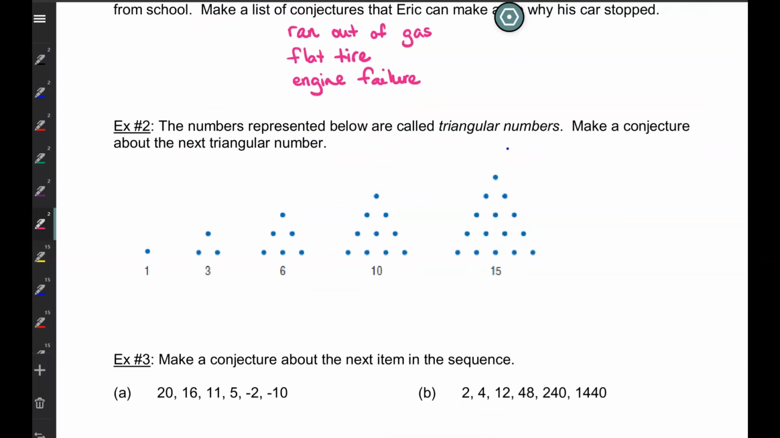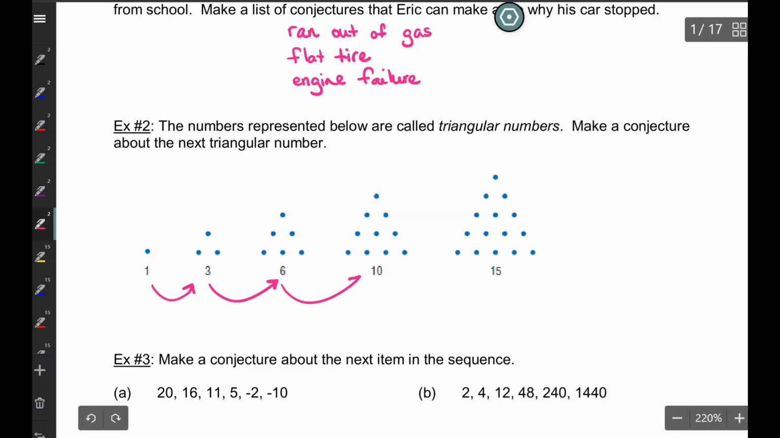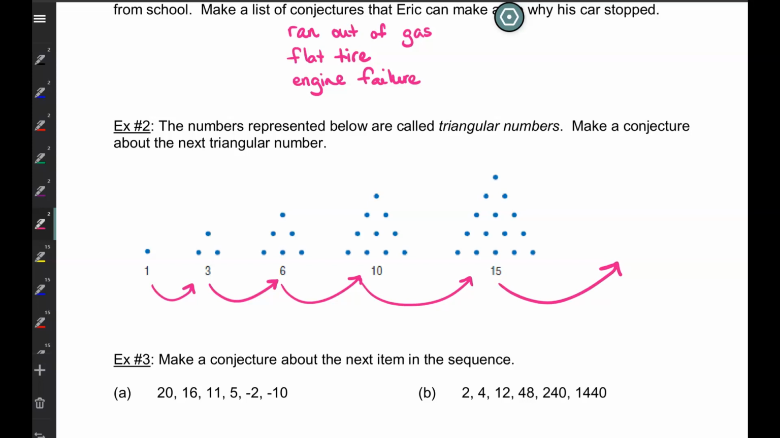Okay, let's take a look at example 2. The numbers represented below are called triangular numbers. Make a conjecture about the next triangular number. So we're looking here at patterns. So we go from 1 dot to 3 dots in kind of a triangular form, 3 to 6, 6 to 10, 10 to 15. Now I don't actually have to draw it out. I just want to make a conjecture about the actual triangular number. So take a minute, see if you can figure out that pattern.